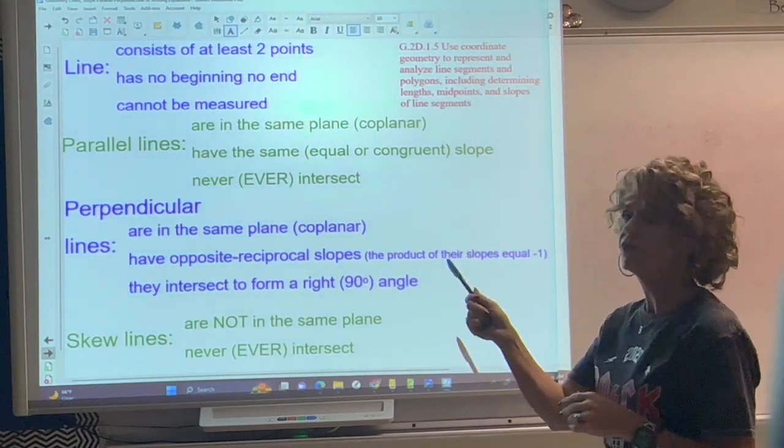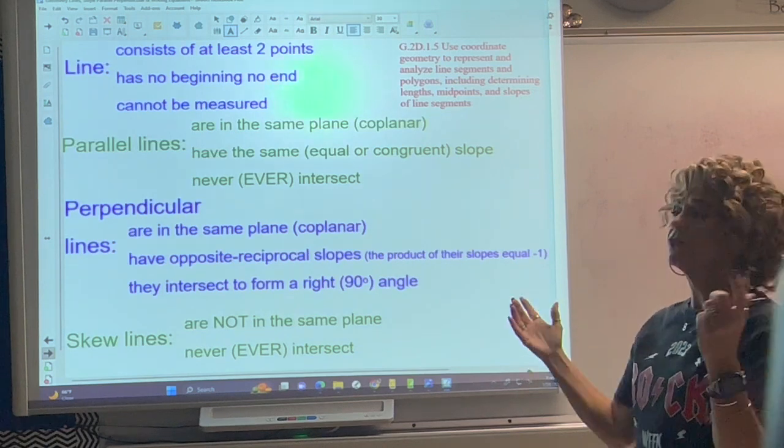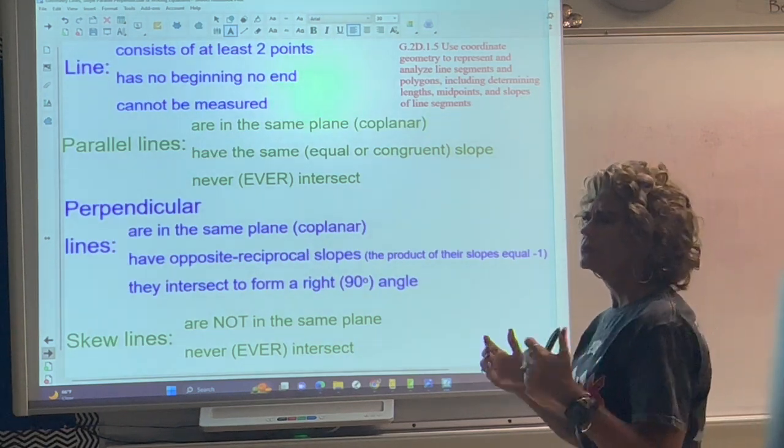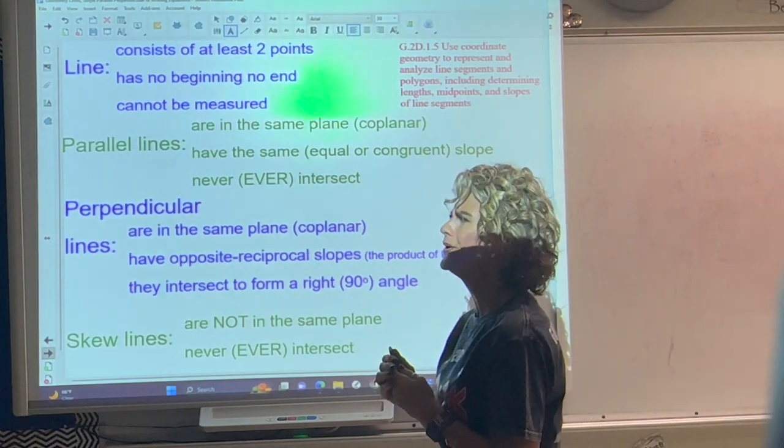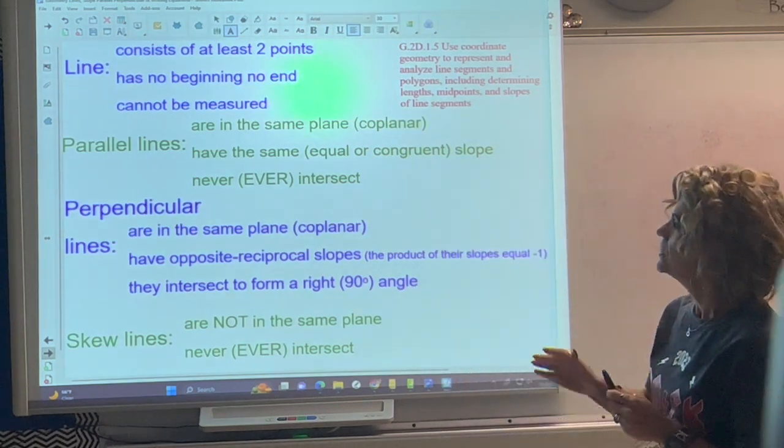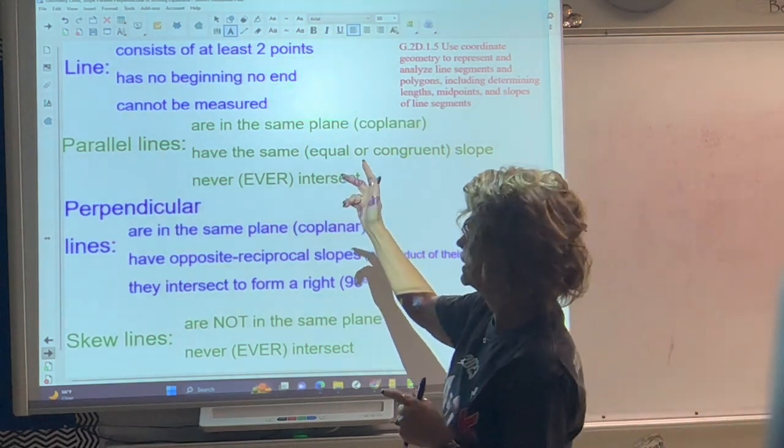And parallel lines never ever intersect. They'll never ever meet. It's kind of sad. They're so alike, yet they'll never ever meet. So, stupid joke, but that's okay.